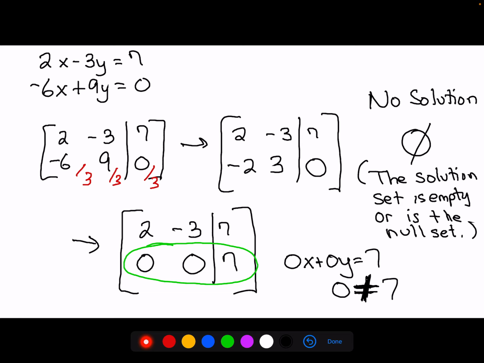You can try all you want. If you were to graph these lines, you would quickly see that the two lines run parallel to each other. They never actually intersect, so that's why there's nothing in common between those two equations. All right, and then let's look at a situation where there are infinite solutions.